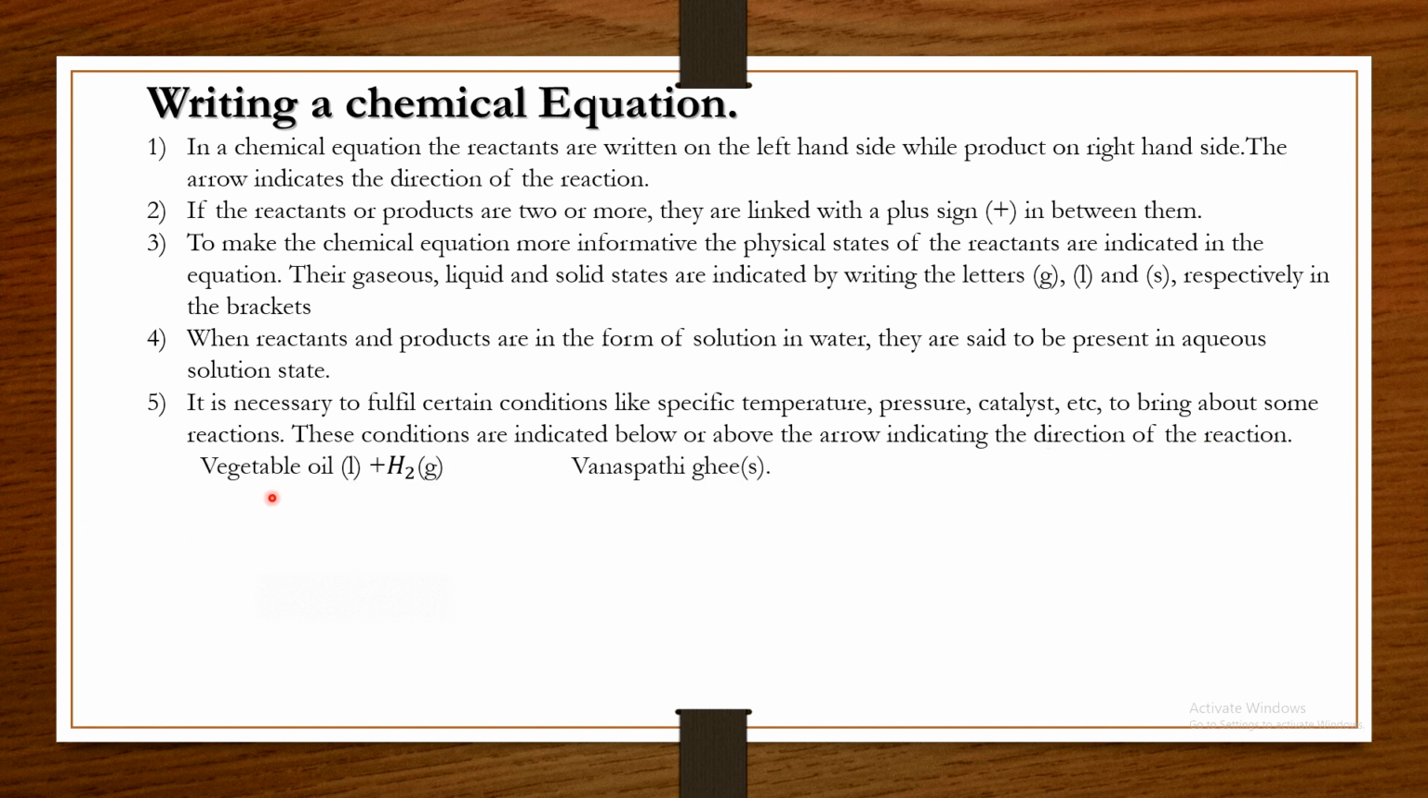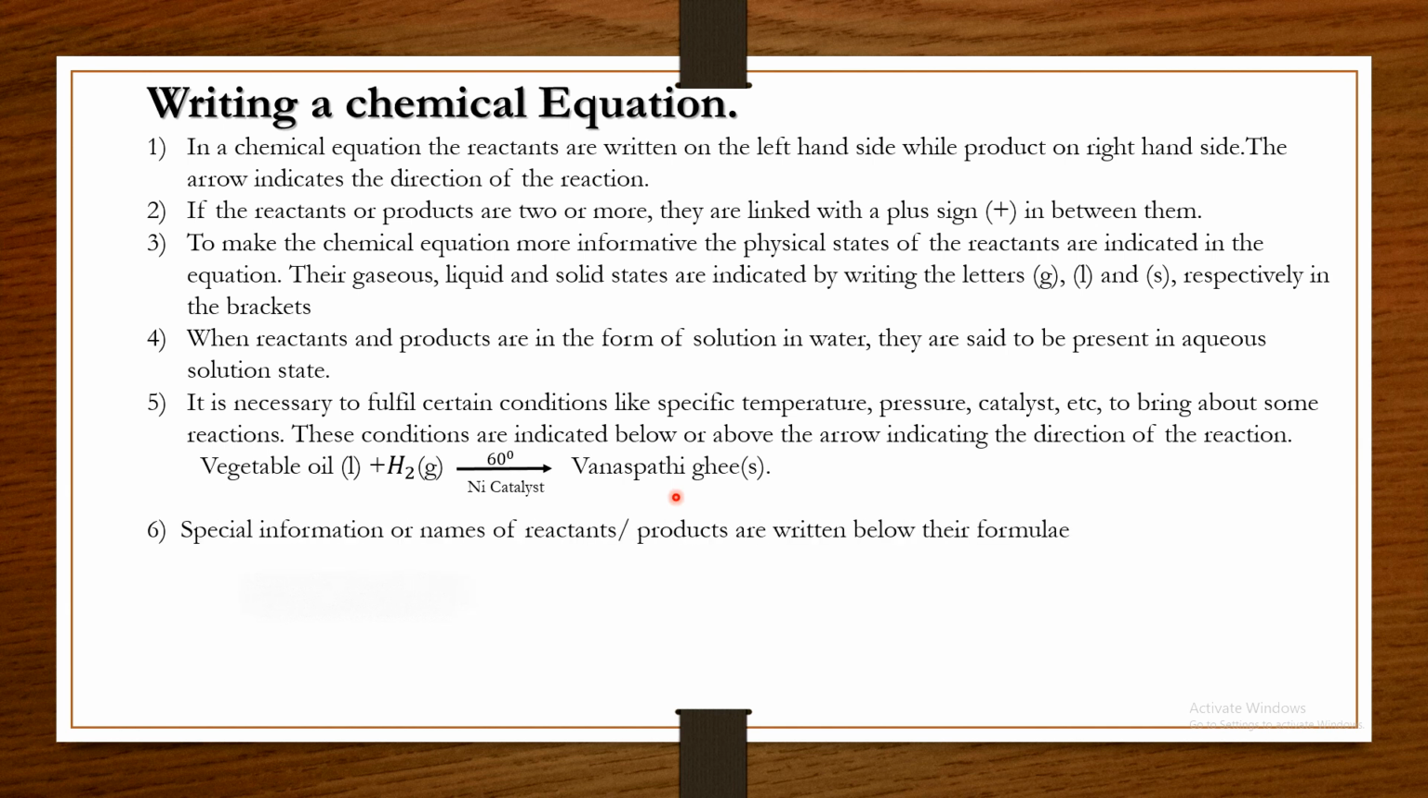For example, here vegetable oil is in the liquid state, hydrogen is in the gaseous state, and it will give vanaspati ghee, which is in the solid state. So this arrow represents the direction of the reaction. Here the temperature is given as 60 degrees, and nickel is used as the catalyst. So this gives the complete information in this chemical reaction equation.